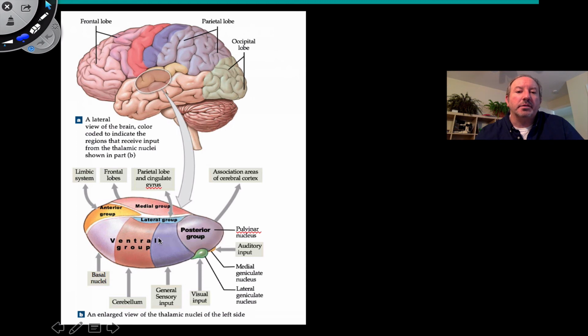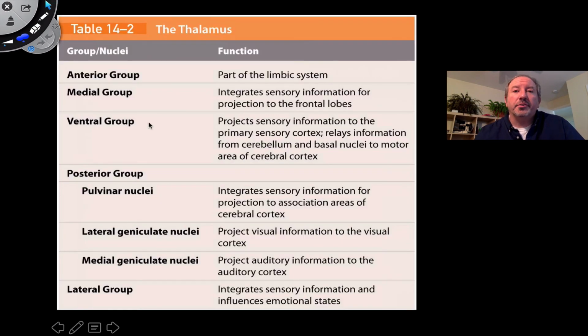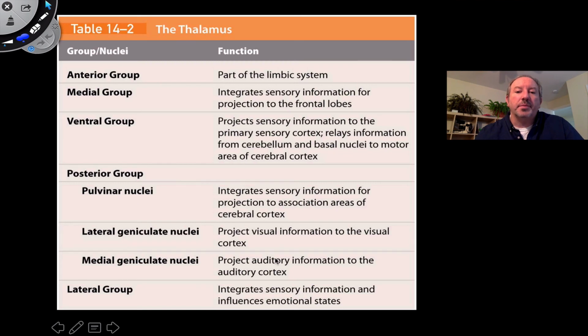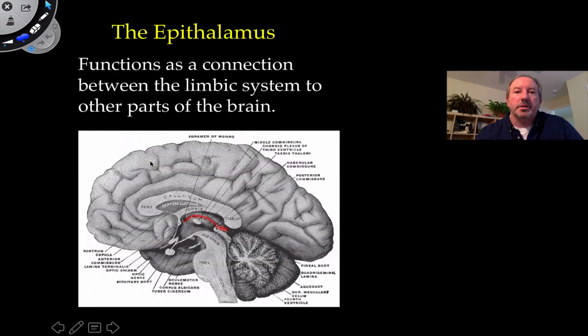So this has been mapped, if you will. Do you notice how the color is located here? There's a connection between where it's traveling up here in the cerebral cortex. This is a lateral view of the brain, and the color coding indicates the regions that receive input from these particular locations inside the thalamus. If you're interested in the detail of this, feel free to pause. That's where the information is being projected into the cortex. Pretty cool.